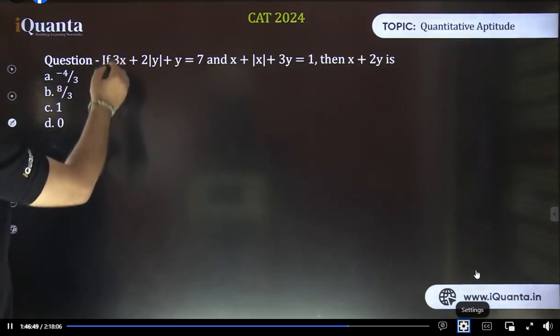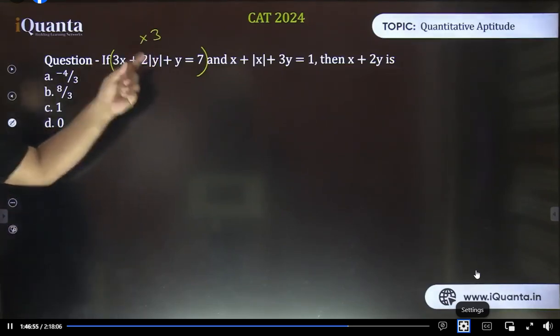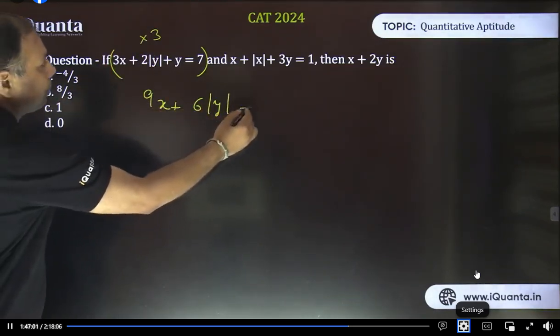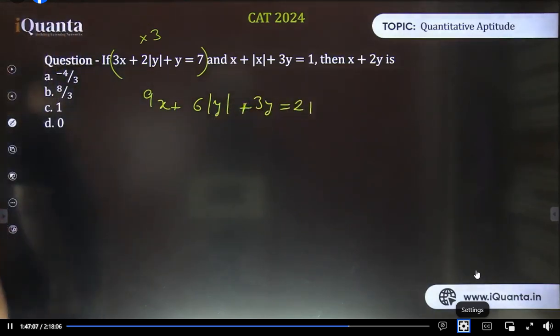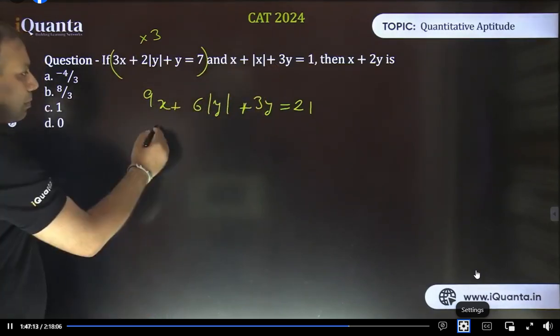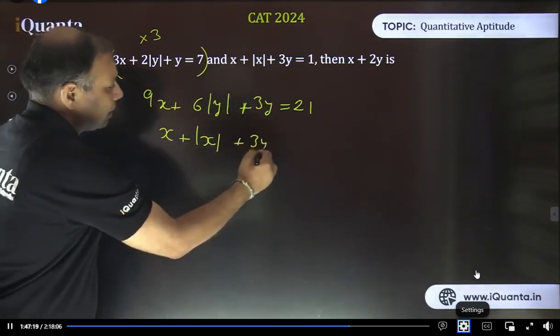What I'm doing is I am multiplying this equation by 3. If I multiply this first equation by 3, it would be 9x plus 6 times mod y plus 3y equals 21. Is it fine? ठीक है ना? And in this equation, why have I done this? Because this equation also has 3y. So let it remain as it is. So x plus mod x plus 3y equals 1.